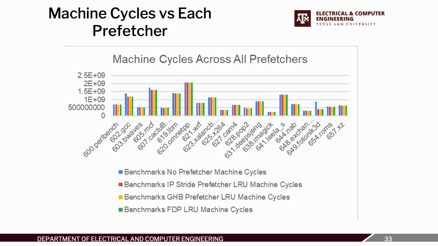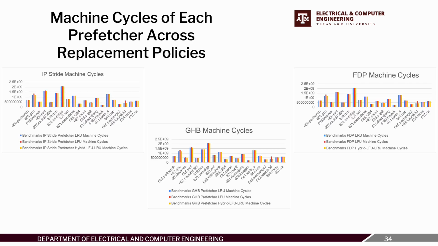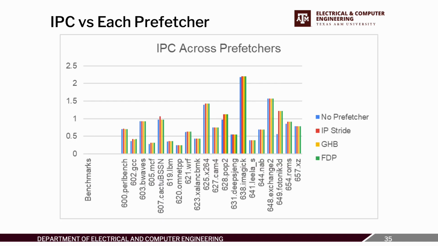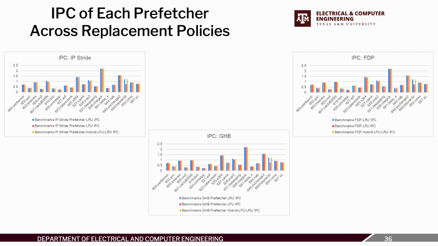To start, we measured the machine cycles of each prefetcher for each benchmark and compared them to a core without a prefetcher as well. We also compared the machine cycles of each prefetcher using all three replacement policies. Next, we evaluated the IPC values for each prefetcher and compared them to each other. We also evaluated the IPC of each prefetcher with all three replacement policies.